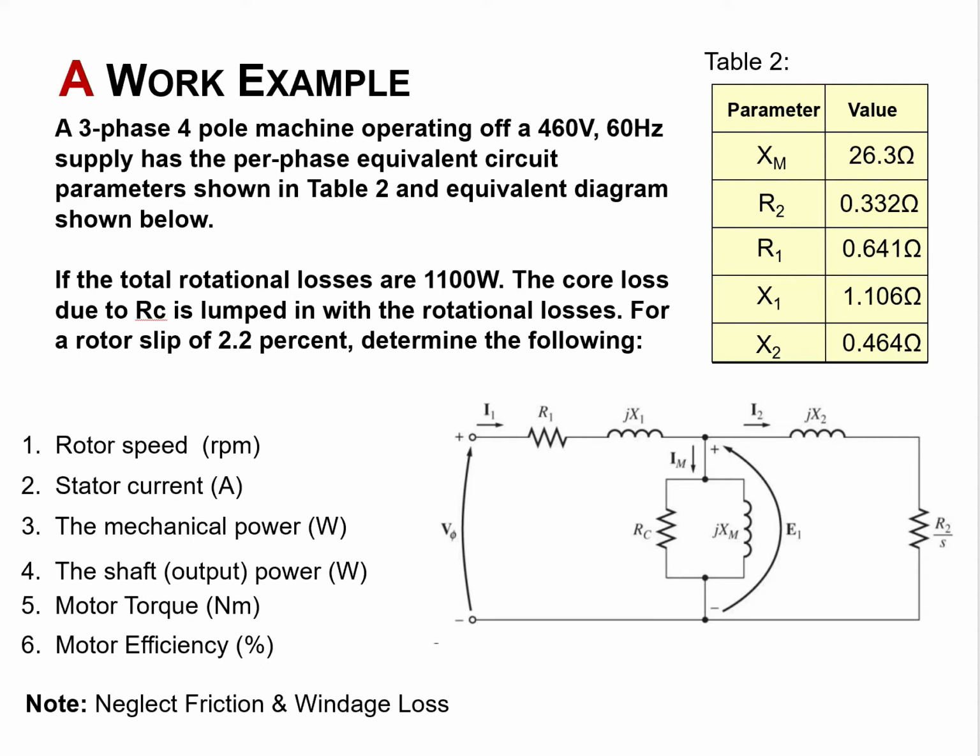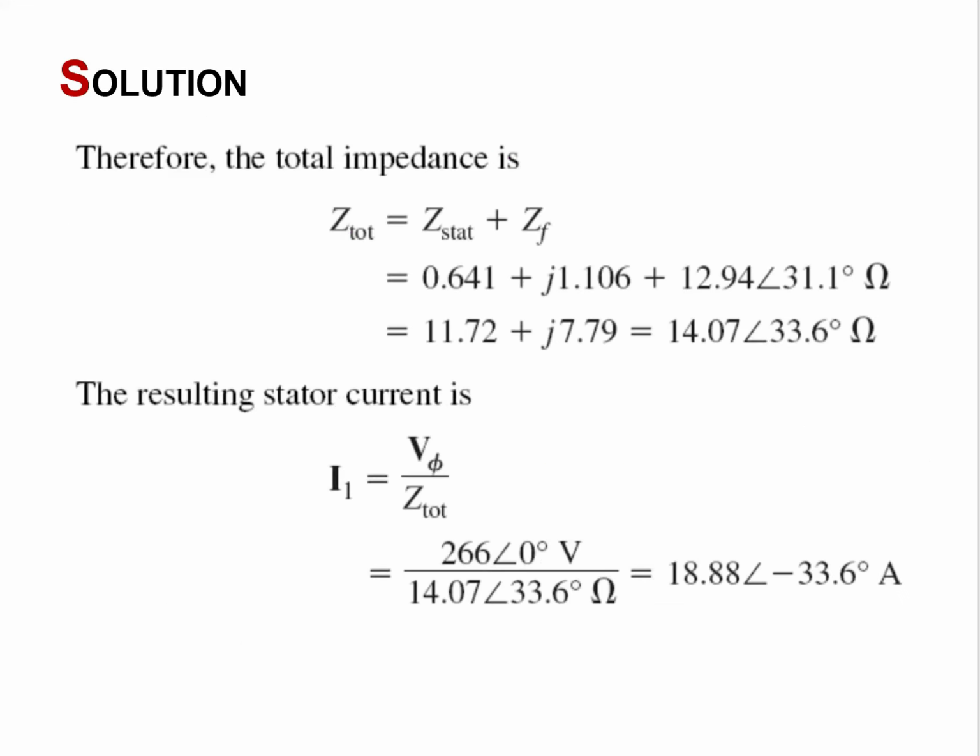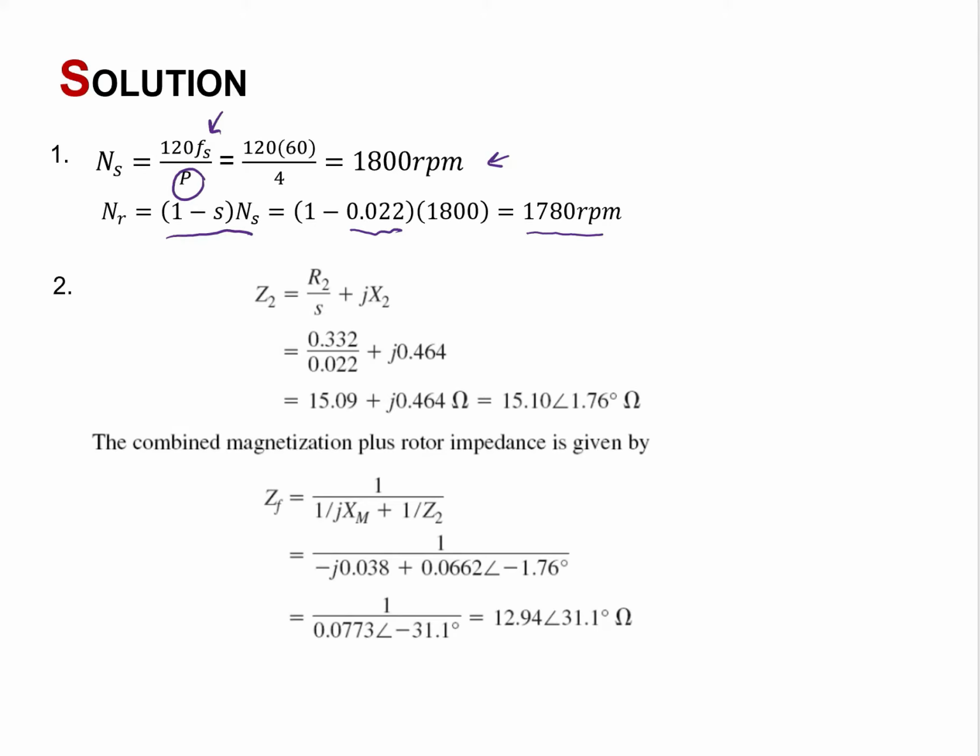Next, in order to calculate the stator current, which is basically this current over here, we need to calculate first the equivalent impedance as seen from this terminal. So notice that these two components are in series and they are in parallel with those two. And then the result is in series with these two. So by doing so, we are able to calculate the total impedance. So you can go through the steps on your own and let me know if you didn't understand anything.